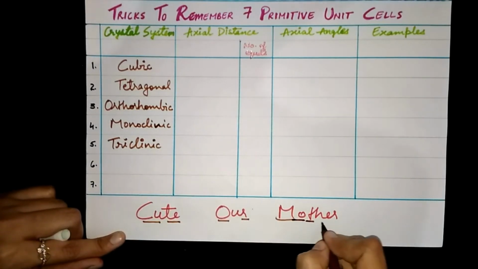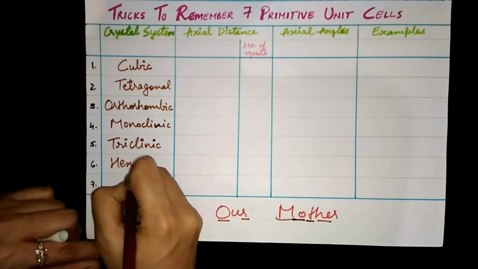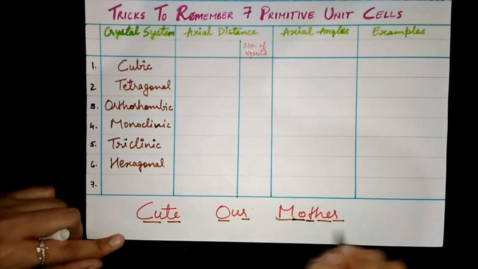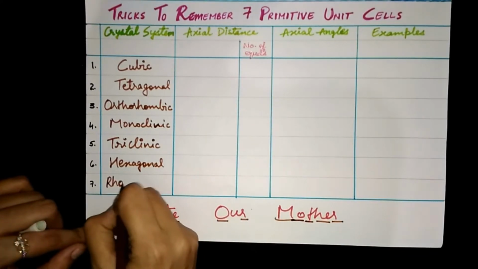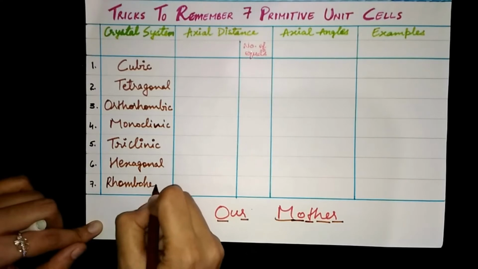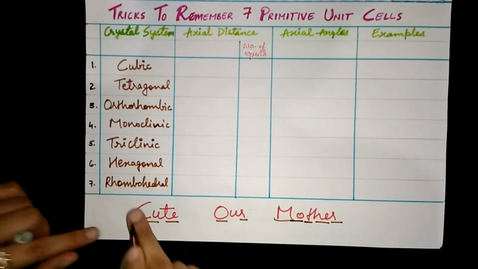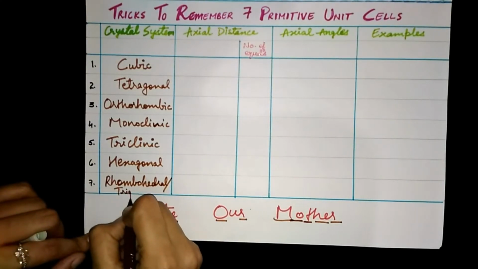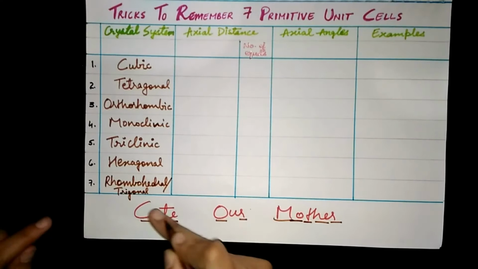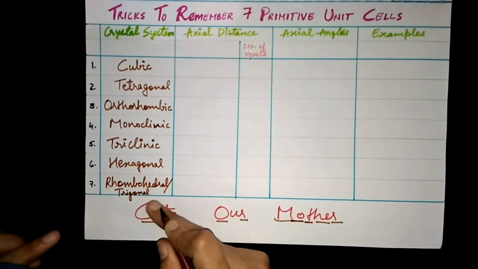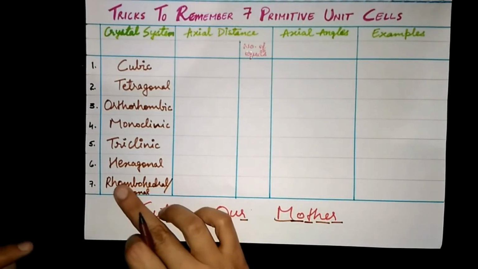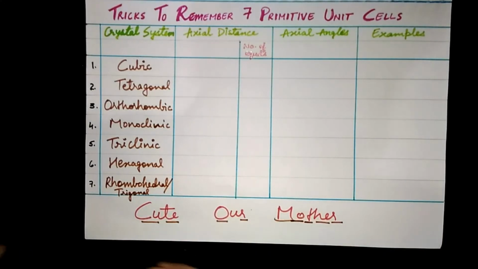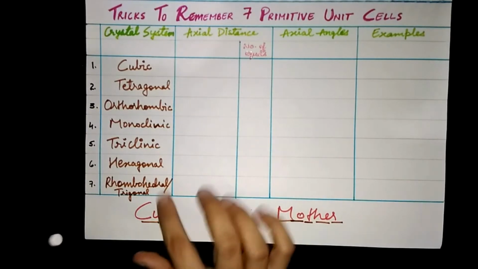Then HE for hexagonal. Then R for rhombohedral. This rhombohedral is also known as trigonal, so it might come in some questions as trigonal; you have to keep in mind that rhombohedral is also known as trigonal. So this is very simple, as you can see.